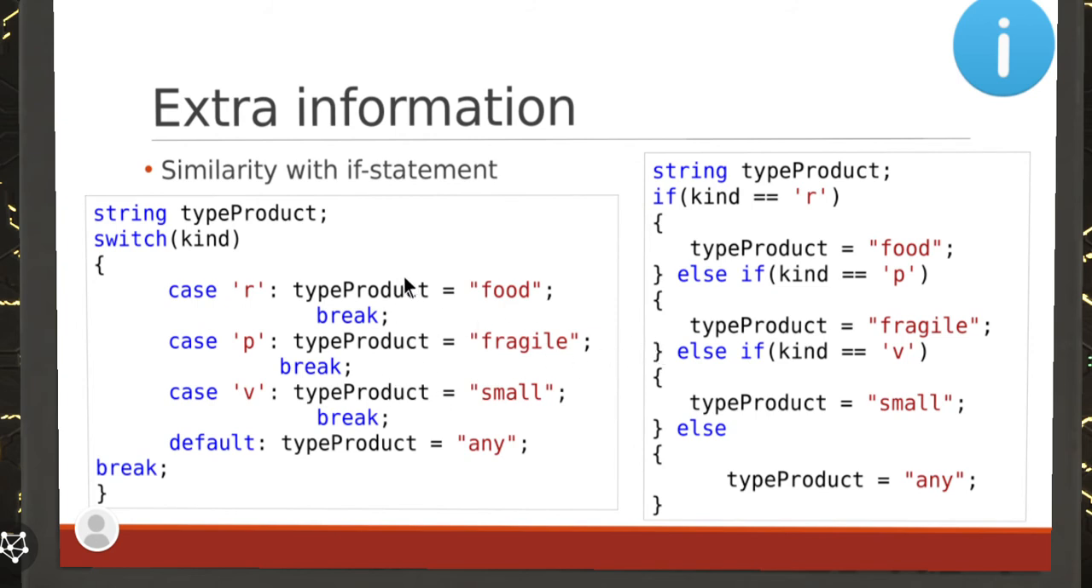Here are the differences between the if statement and switch. On the left side, you see it's a little bit more readable. Here you have the variable you are evaluating, and all the cases are just above each other. While on the right side, you have the if statement with the variable that you are evaluating, which is kind. And all of those types or values are a little bit mixed. So it's a little bit harder to read.